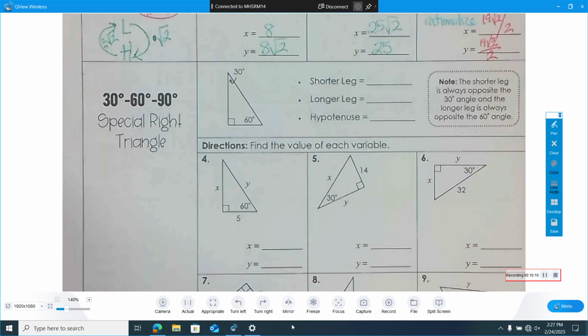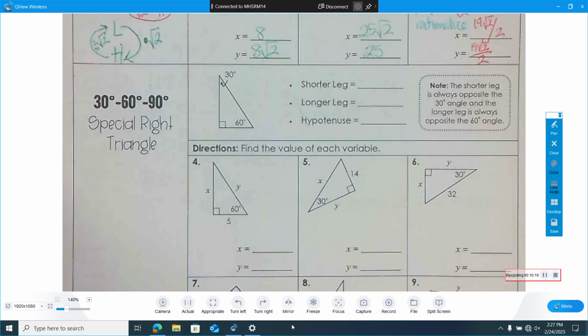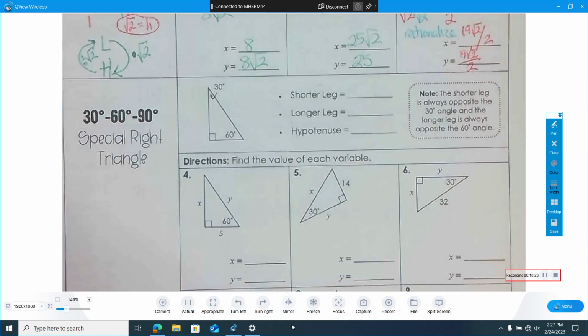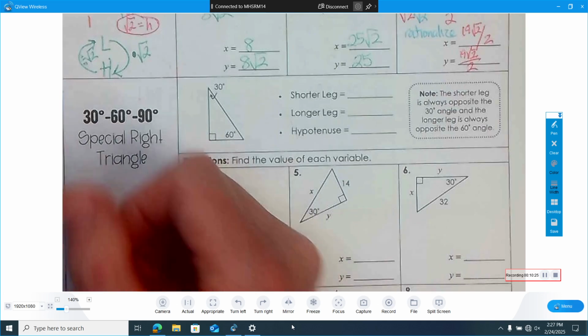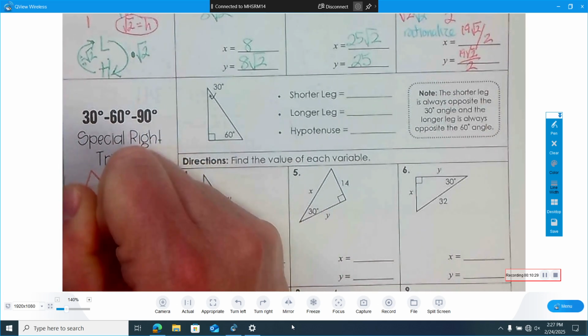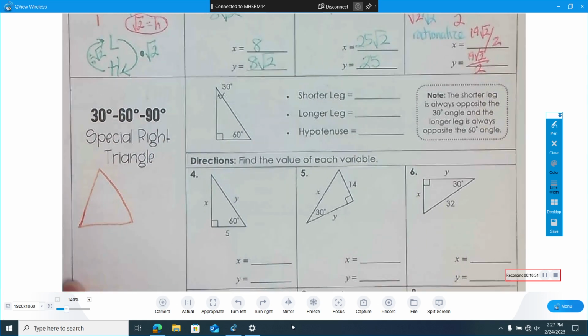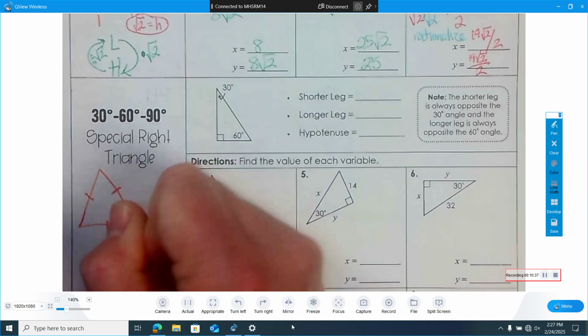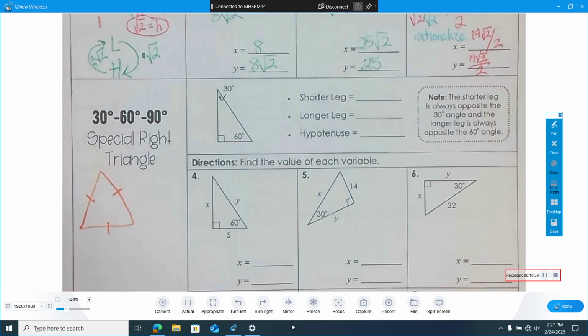All right, so for 30, 60, 90s, once again, I'm going to tell you where these things come from. So for a 30, 60, 90, I'm going to start with an equilateral triangle. What is an equilateral triangle? All three sides are the same.